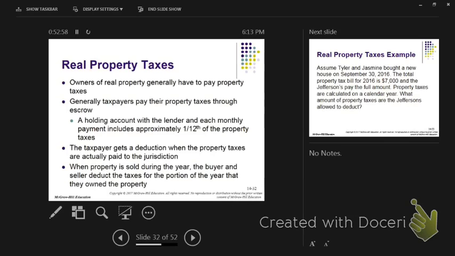You get a deduction when they're actually paid. So if you pay your real estate taxes in January 2017 for 2016, you get a tax deduction in 2017. If you don't pay your taxes in 13, 14, or 15, and you pay them all in 16, you get a really big tax deduction in 2016. So I wouldn't do that on purpose, but that's how it would work out. And then when it's sold, the buyer and the seller together get to deduct the taxes.